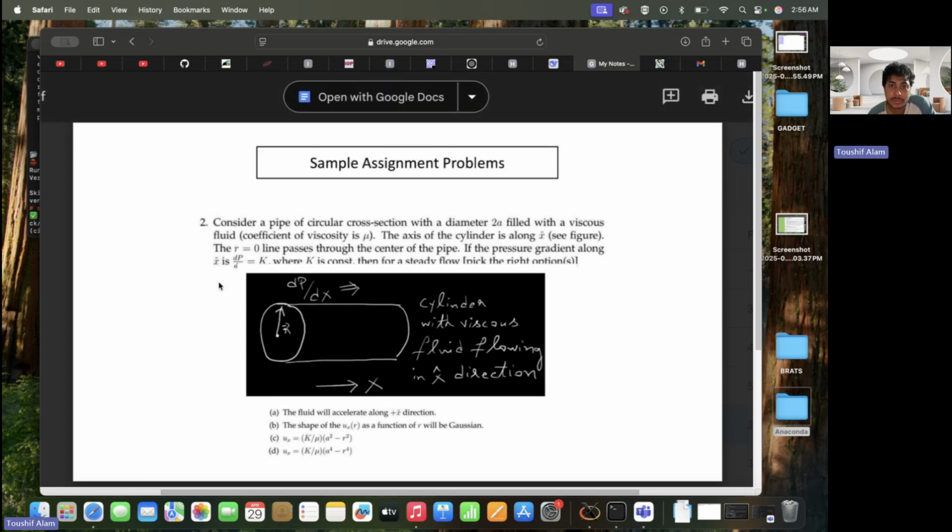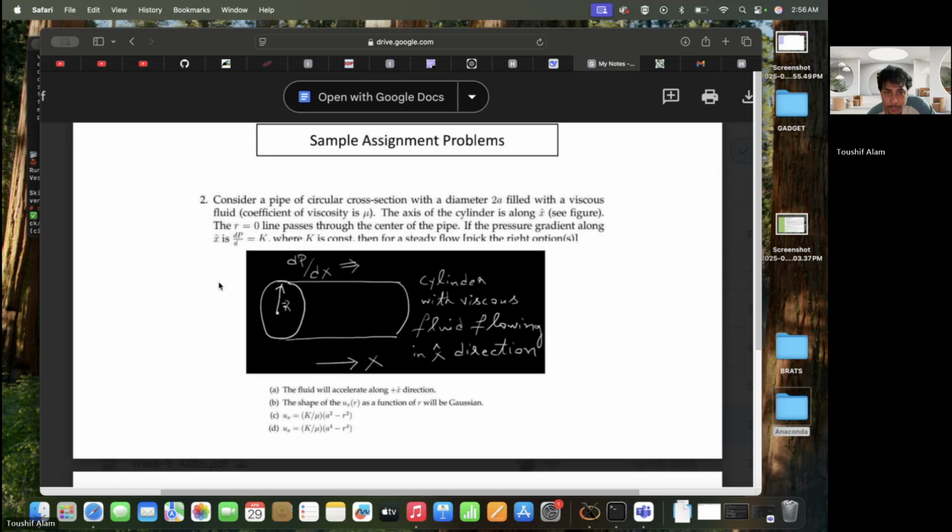Coefficient of viscosity is mu. The axis of the cylinder is along positive x. The r equal to 0 line passes through the center of the pipe. If the pressure gradient along the positive x is dp by dx equal to k, where k is constant, then for a steady flow, what are the correct options?